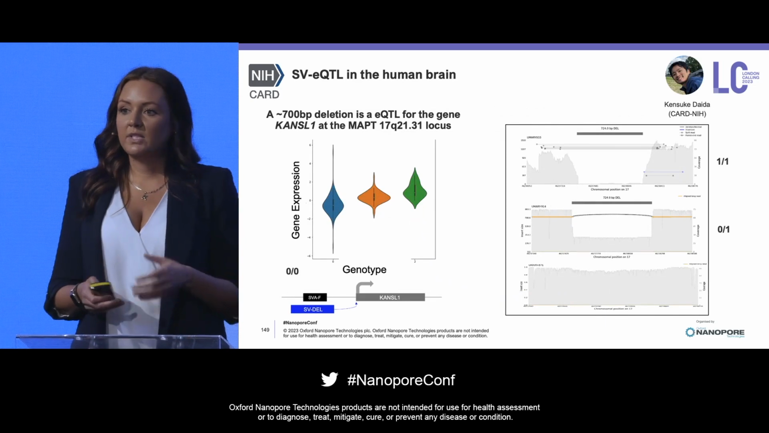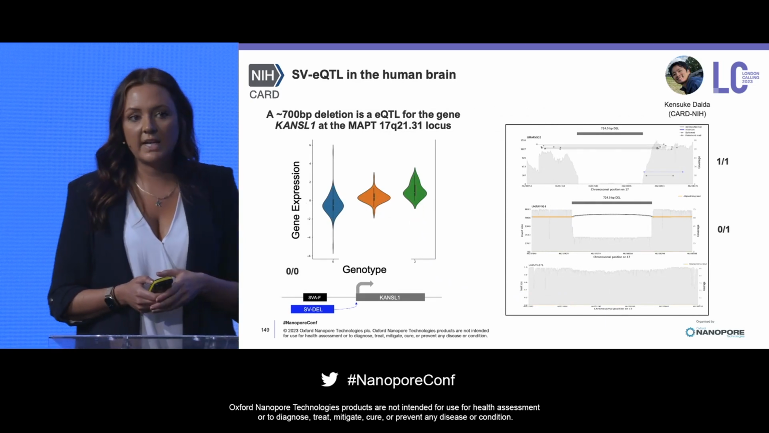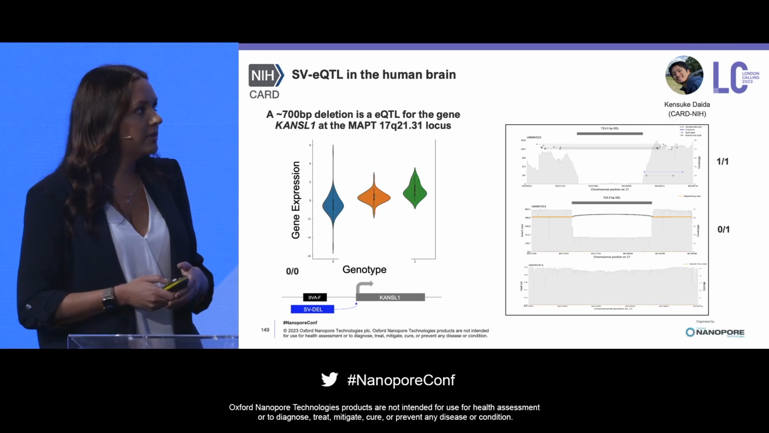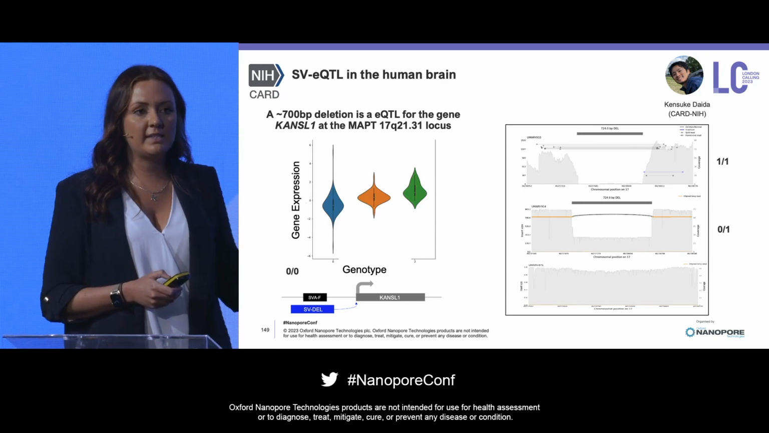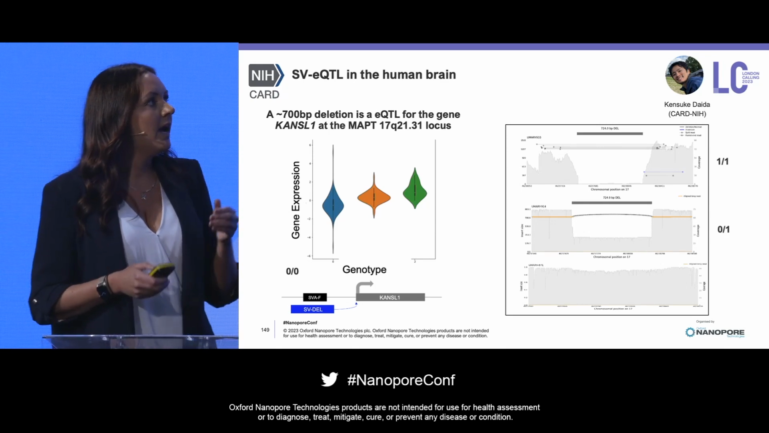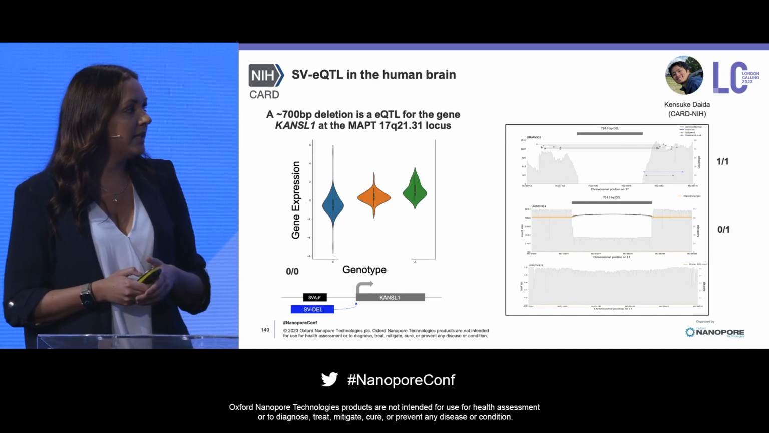And so we also wanted to start to look at the functional effects of some of these variants. So Kensuke Daida in the lab did some eQTL analyses with those structural variant calls. And so for this data set, we've got the matched short-read Illumina RNA-seq. And so we can see here a nice example of a structural variant eQTL.